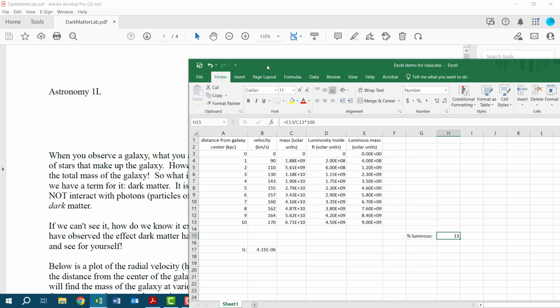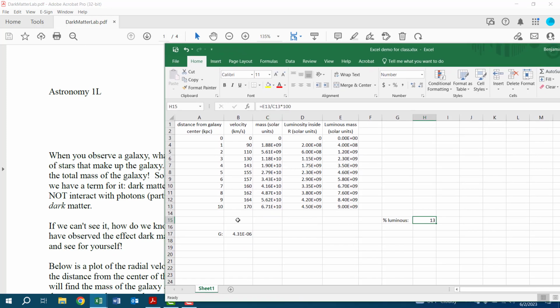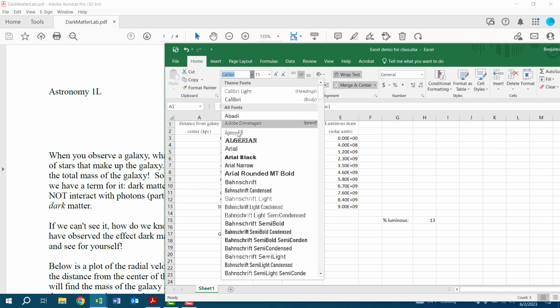Now, before I actually make the graph, I'd like to do some formatting here. Anytime I have a column heading, I like to use a different font. This is something I picked up from a book on spreadsheets. That's probably the nerdiest thing I've ever said. In any case, I like to use a different font. Let's go with Arial.